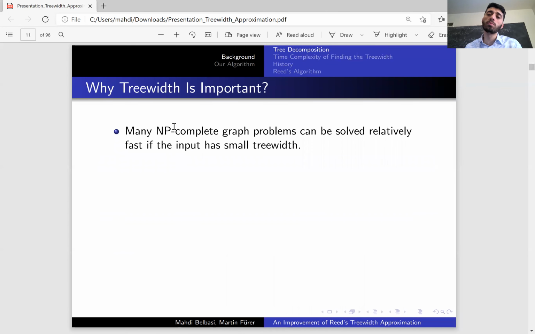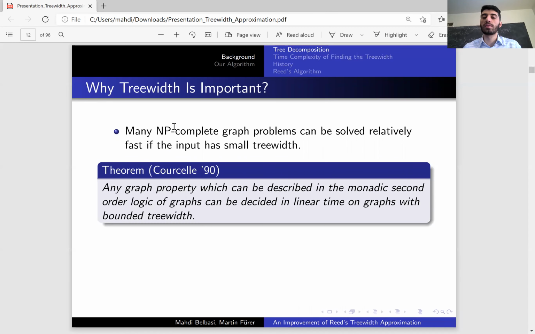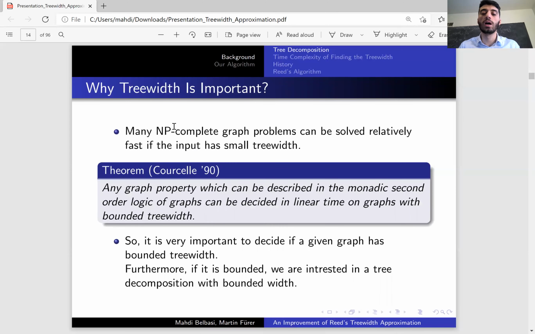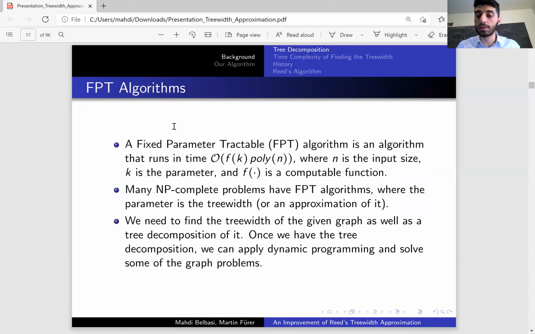So, why is tree width important? We know that many NP-complete graph problems can be solved relatively fast if they have bounded tree width. In fact, there is Courcelle's theorem saying that any graph property which can be described in monadic second order logic of graphs can be decided in linear time for graphs with bounded tree width. So it is vital to know what the tree width is. And once we know the tree width, we also need to know what the tree decomposition is. We have to have one good tree decomposition to apply dynamic programming on that.